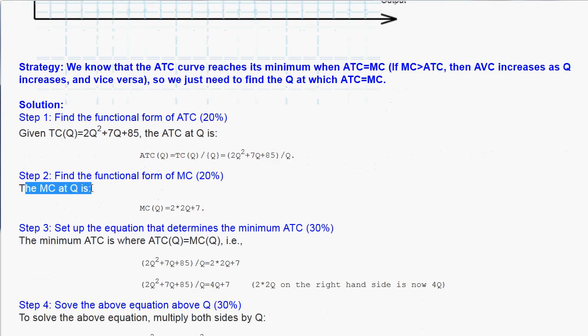Given Q, the MC is, well, here I skipped some steps. It should be the change in the total cost divided by the change in Q. If we apply the formula, it's 2 times 2Q plus the coefficient of Q, 7 here. Refer to your lecture notes. Anyway, it's 2 times 2Q plus 7. And we don't know the MC at Q either, but that's fine, because our task is to pin down Q.